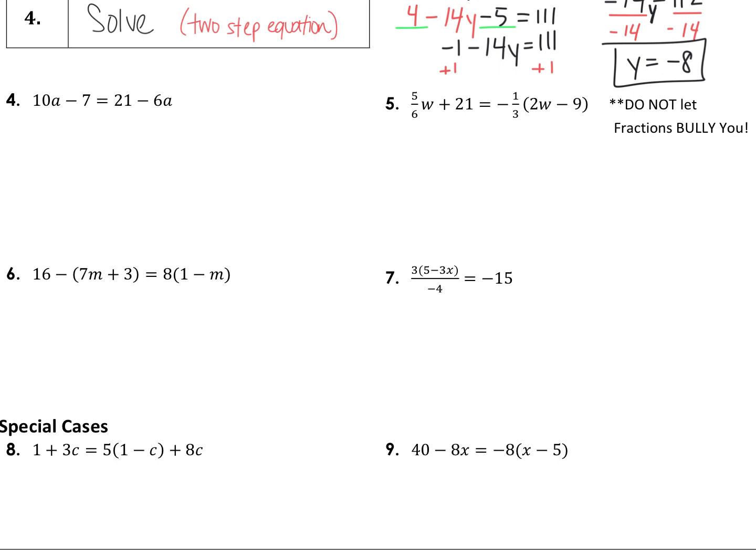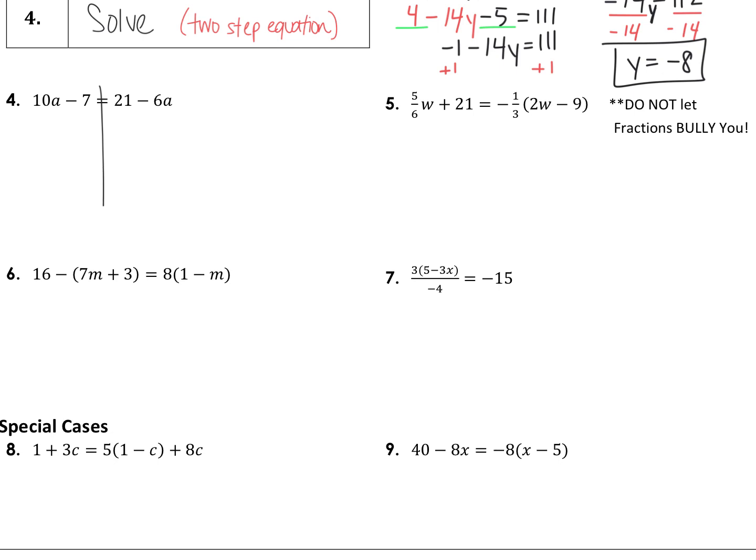Do we have any distribution? Nope. Do I have any like terms? Actually, no. If you would have said yes, I would say to you they're on different sides, so no. If it helps you, remember this from Algebra 1 maybe, you can draw a balancing line down the middle to help you out.